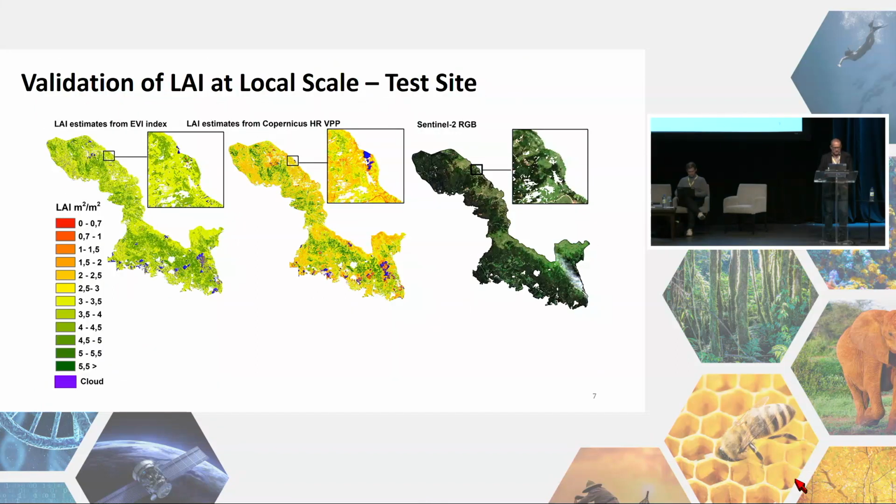So, the validation of the LAI was at a local scale, essentially on the Bavarian Forest National Park. So you see on this slide LAI maps that were generated in two ways. One with an empirical LAI model based on the EVI index. And we compare this also to one product that is available from Copernicus, which is this Copernicus High Resolution Vegetation Phenology and Productivity, which includes a number of variables that has LAI amongst them.